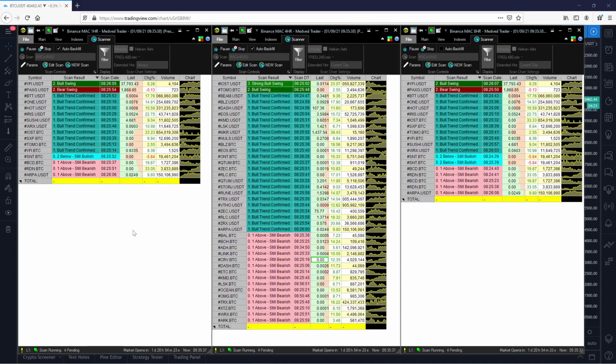All the scans are based around swing trading. It's probably one of the easiest trading methodologies. It can be used across multiple time frames. It can be used in bull markets, bear markets, ranging markets. It's a really versatile trading system, and all it requires is trend identification, recognizing momentum, and finding support and resistance. That's basically all you need to do this.